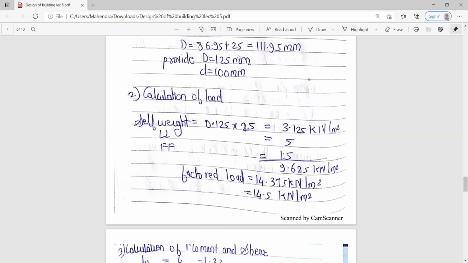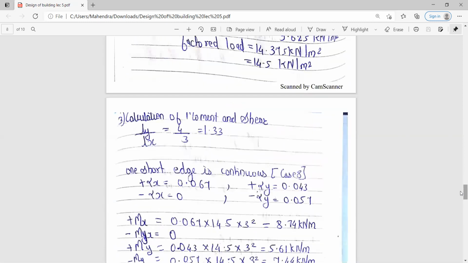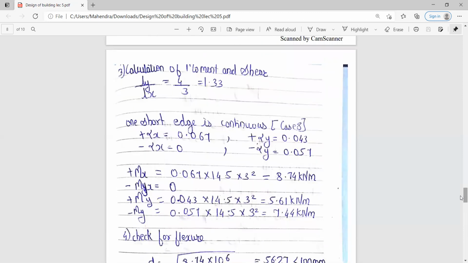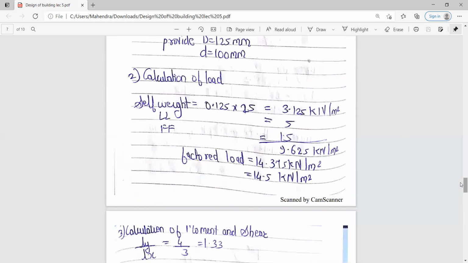Then you need to do the calculations for moment and shear. Before that, you are going to consider Ly by Lx. So Ly is 4. Yes, Anis, you have noted it down. Calculation of loading. Yes, you complete your step number 2.